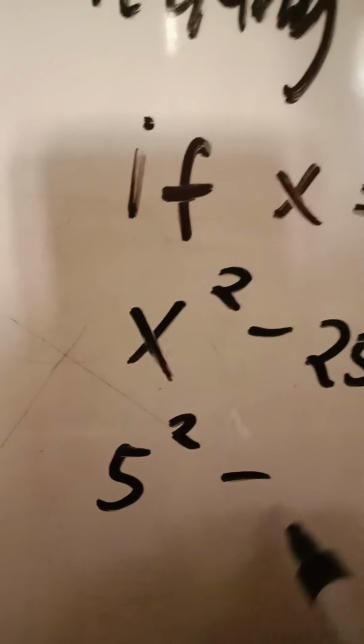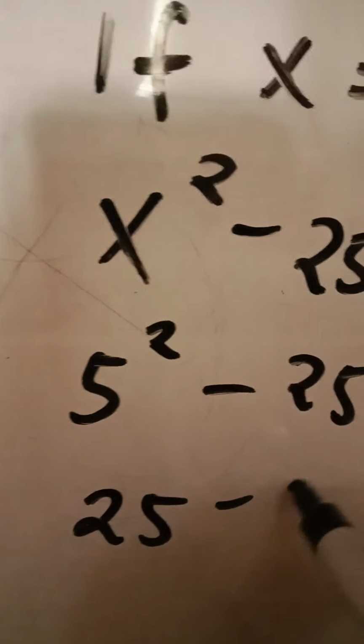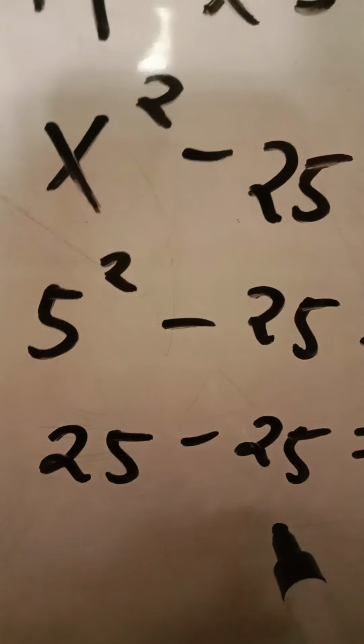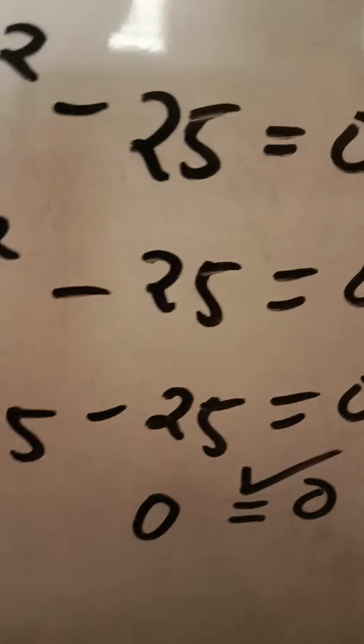So 5 squared minus 25 is equal to 0. 5 squared is 25. Minus 25 is equal to 0. So 25 minus 25 is 0, equal to 0. So our answer is checked.